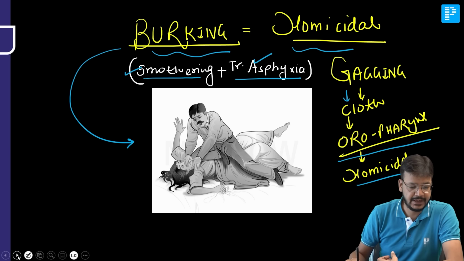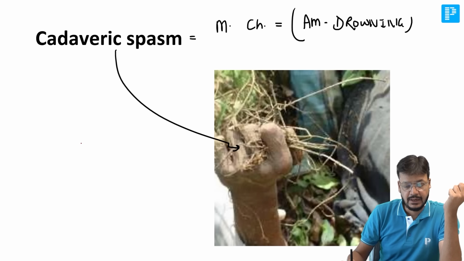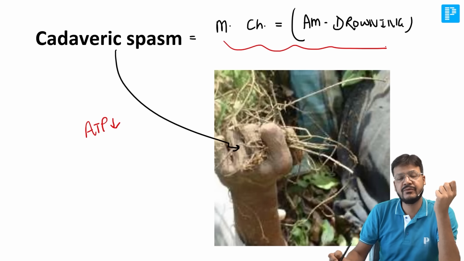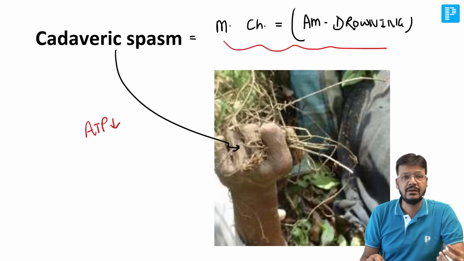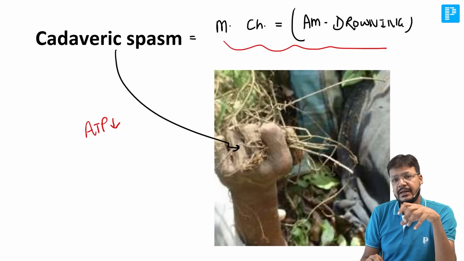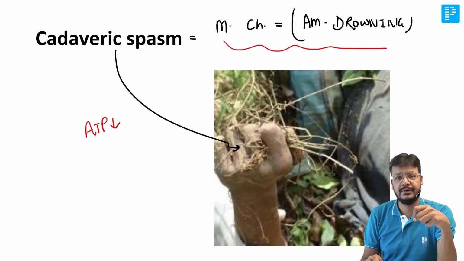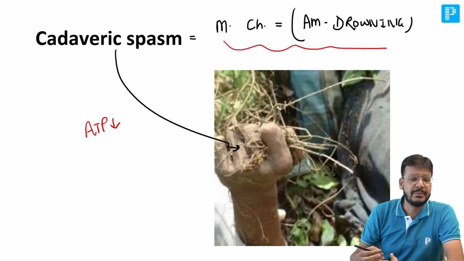Now, cadaveric spasm, my dear friend, is due to ATP depletion, and it is the most characteristic finding of antemortem drowning. It involves a group of muscles, especially the hand muscles, and it is a very characteristic finding of antemortem drowning, because cadaveric spasm is an antemortem event.